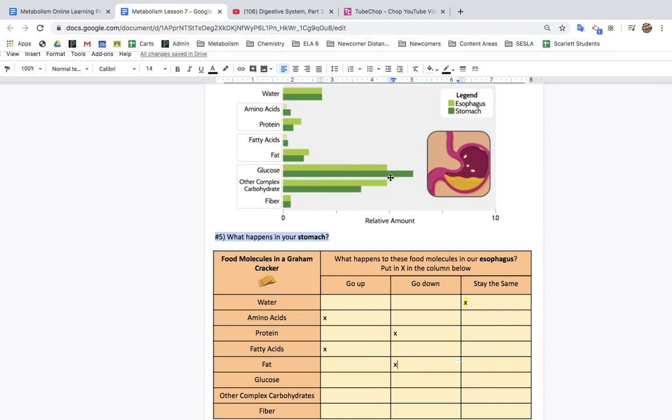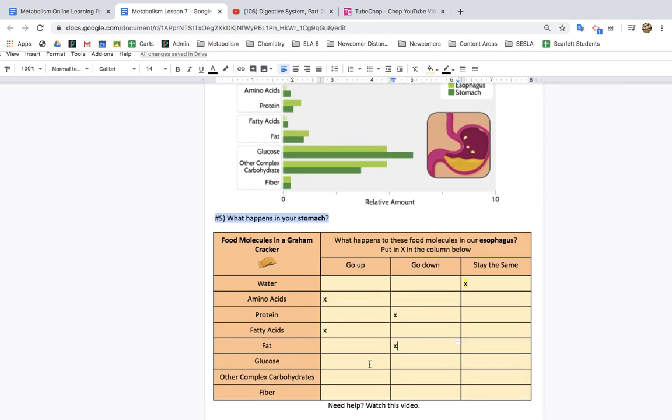Glucose in a healthy body, it increased, which makes sense because we know that the complex carbohydrates are getting cut up to make more glucose. So of course the complex carbohydrates decreased. And we know that fiber stays the same.